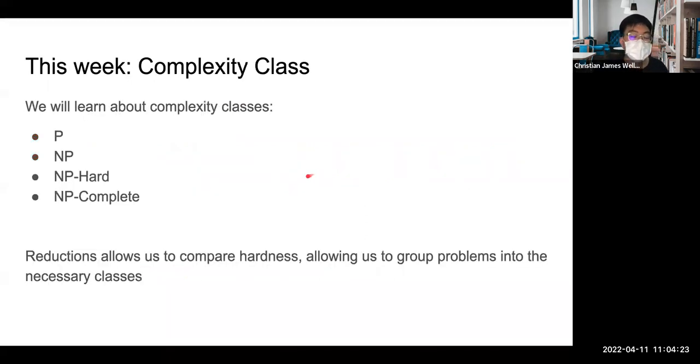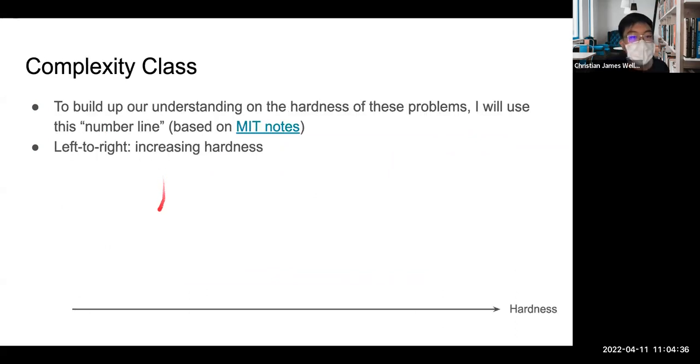We'll learn about these complexity classes, but reductions allow us to group problems together, like which one is hard and which one is easy. To build up our understanding about the hardness of problems, I'll use this number line. Left to right means increasing hardness. I took this number line from MIT notes, and I thought it was very helpful in giving me an intuition about the different hardness. People might draw it in terms of sets or circles. I'll just draw a line and I'll show you in a bit.